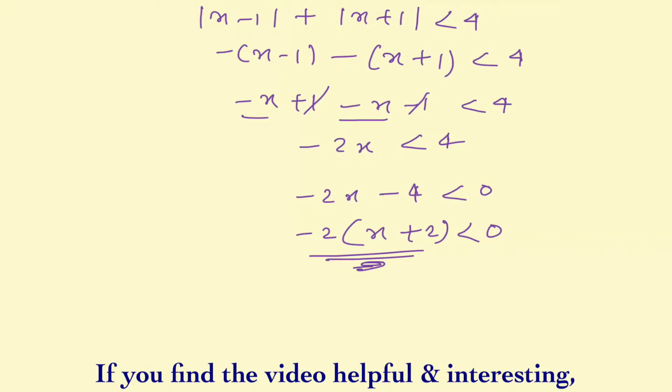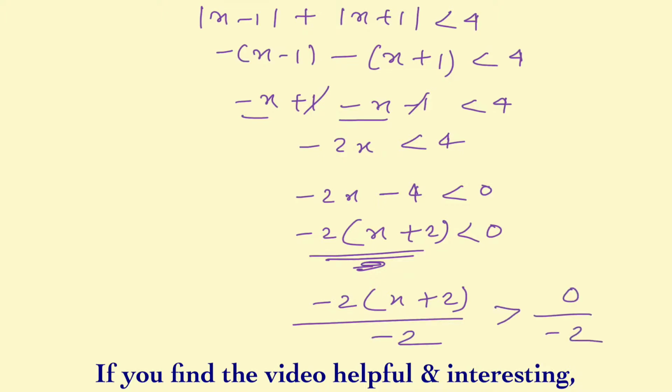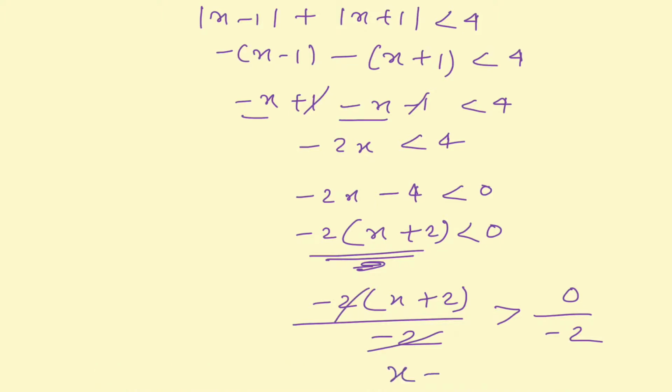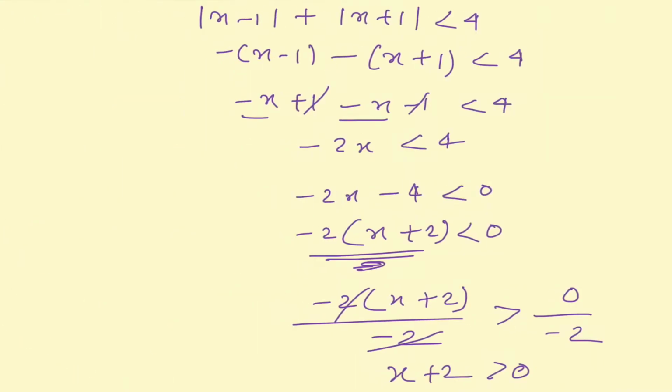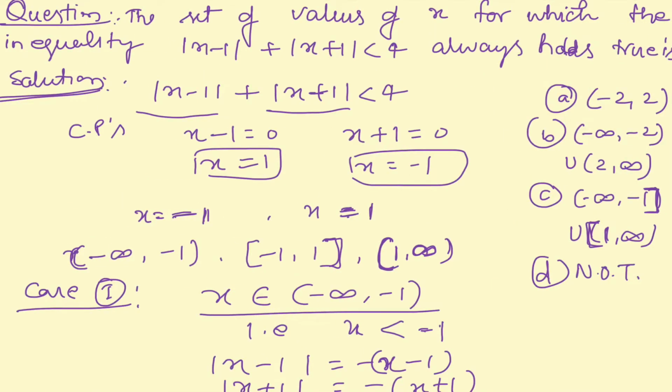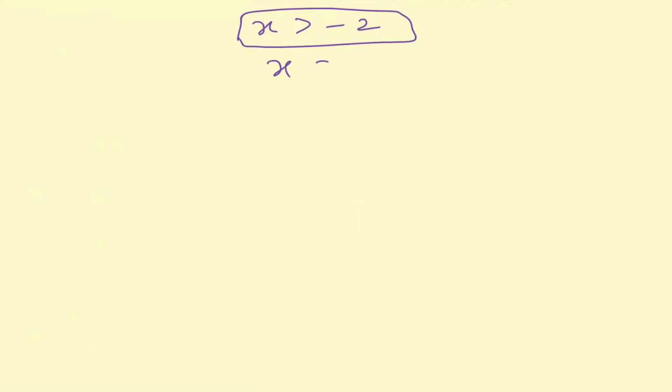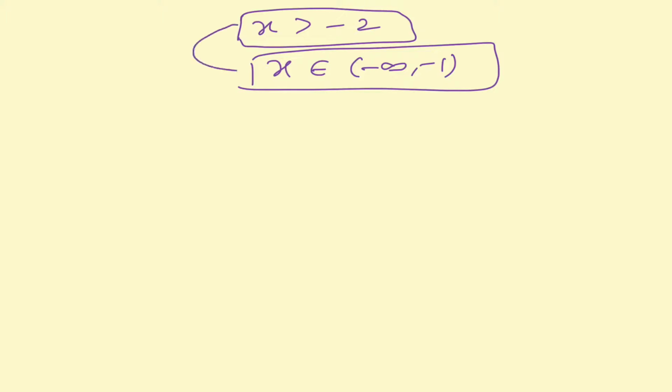We can divide by minus 2 in the next step. That is minus (x plus 2) divided by minus 2. The sign will change because we divide by a negative number. Cancelling out, x plus 2 is greater than 0, or we can write it as x greater than minus 2. Now what we have taken here is the case when x is from minus infinity to minus 1, so we need to take the intersection.